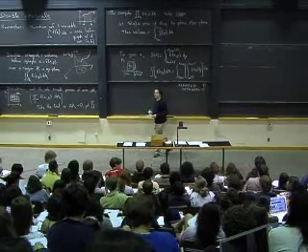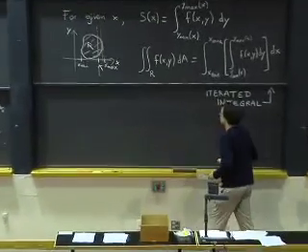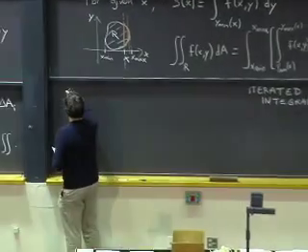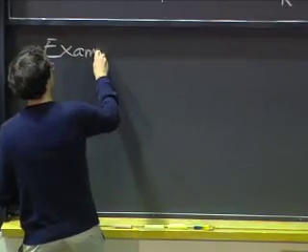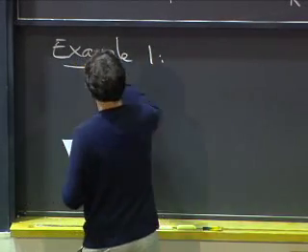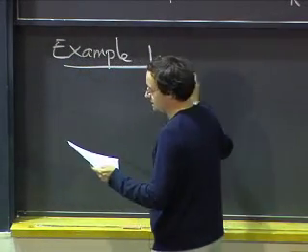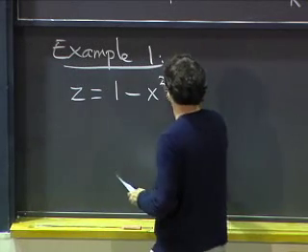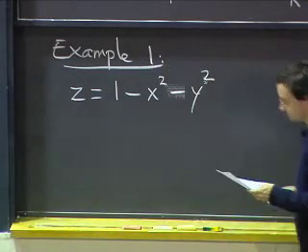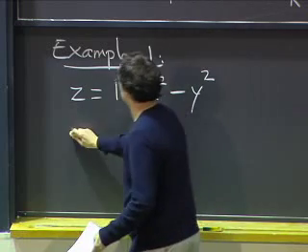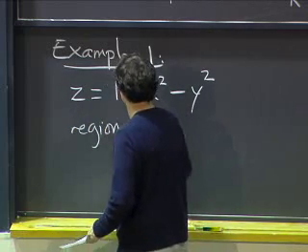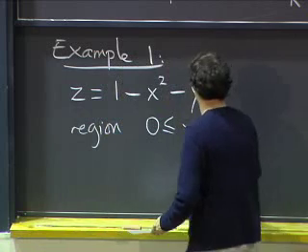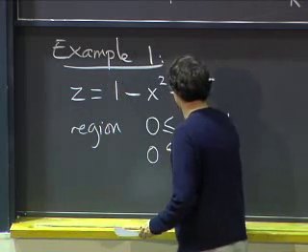Okay. So let's do a first example. Let's say that we want to integrate the function 1 minus x squared minus y squared over the region defined by x between 0 and 1 and y between 0 and 1.